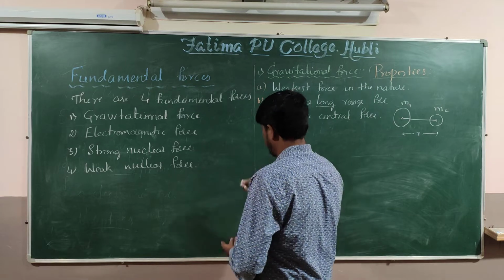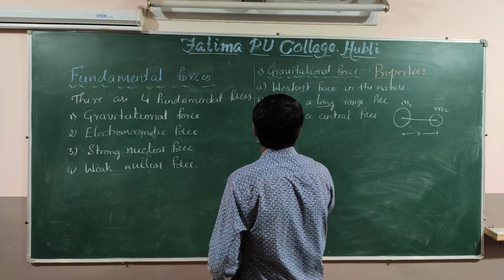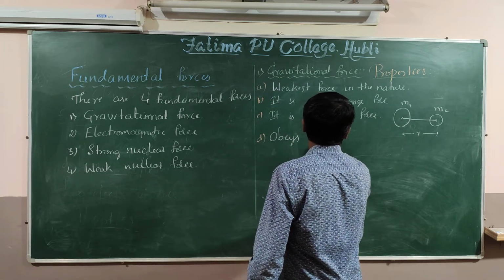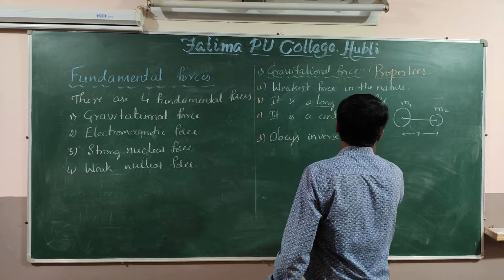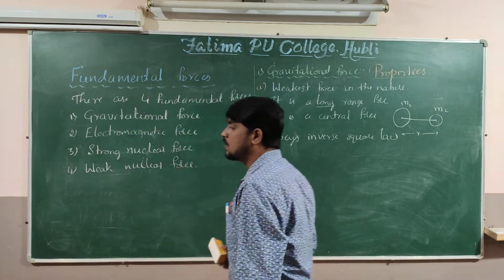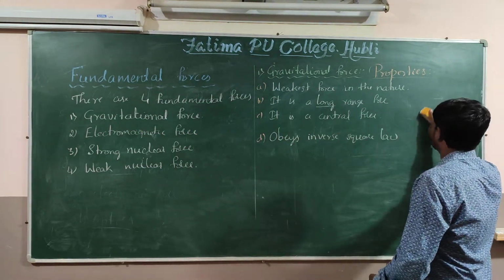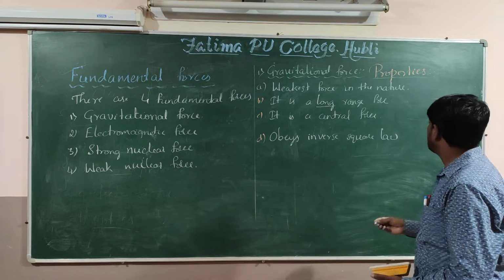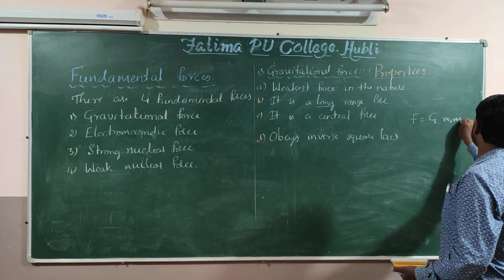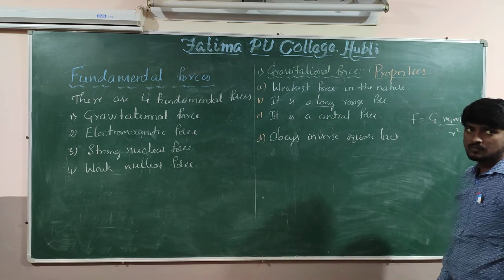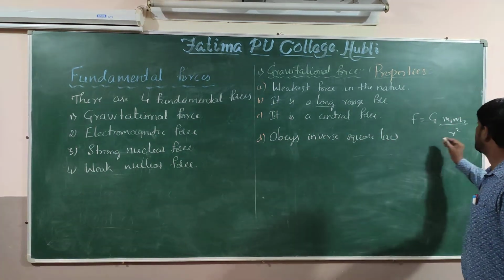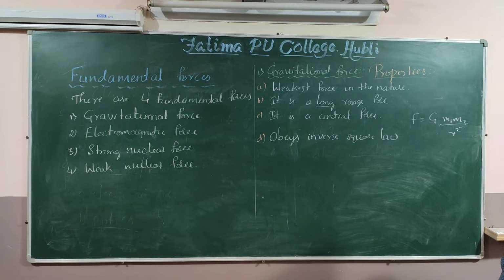Then the next point is the gravitational force obeys inverse square law. What is the meaning of this inverse square law? Just a few minutes back, I explained an equation, that is F is equal to G into M1 M2 divided by R square. If you look at inverse square, where is the square here? Square is in the denominator.